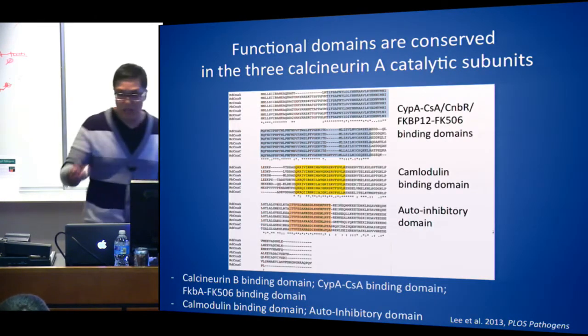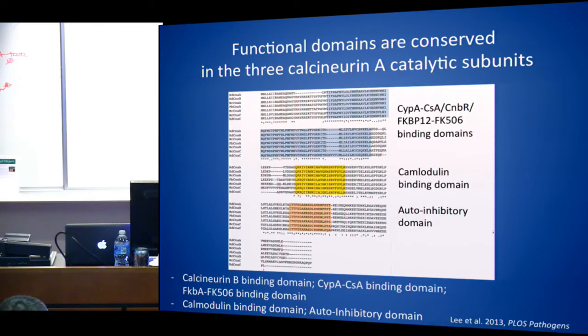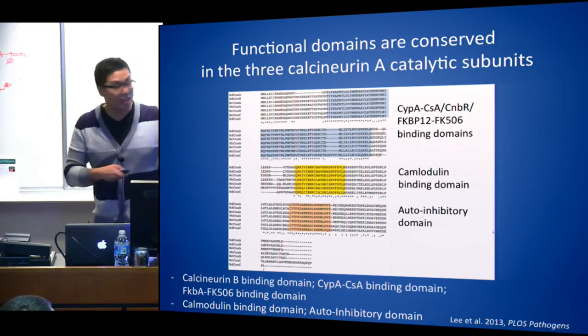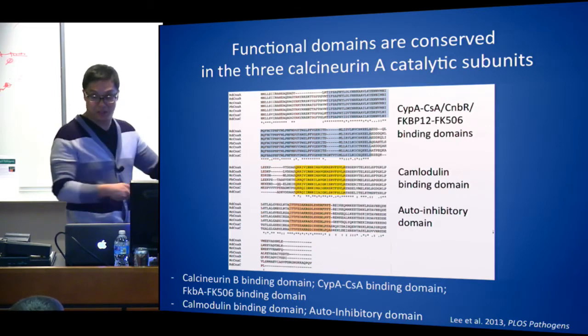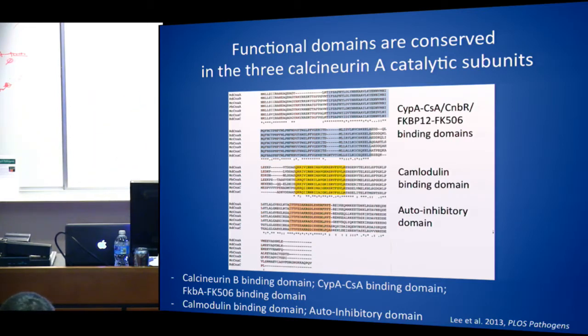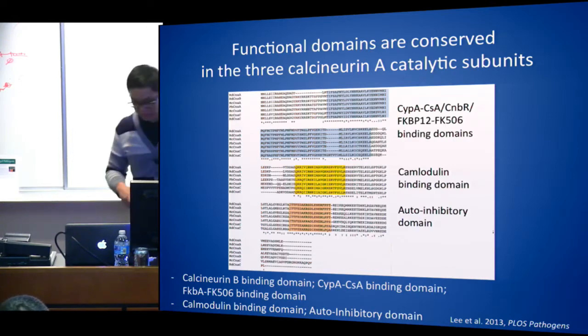So is this really calcineurin? We looked at the regulatory domains, and they are conserved, like the drug and immunophilin complex binding domain, the calmodulin binding domain, and the autoinhibitory domain. They are bona fide calcineurin catalytic subunits. The one up there is the phosphatase activity domain.